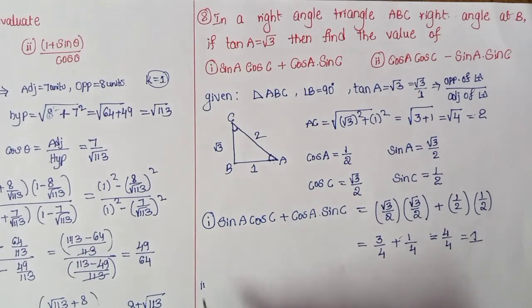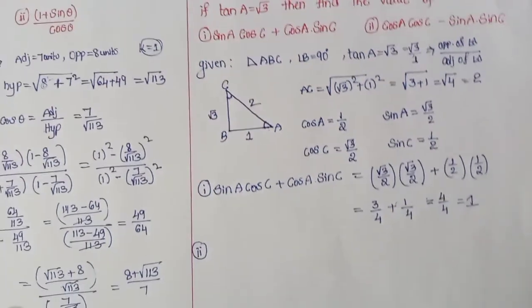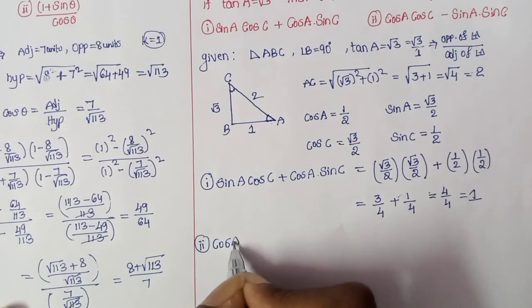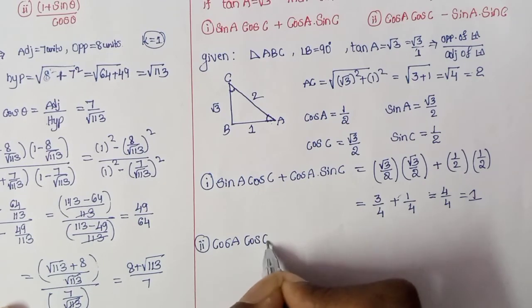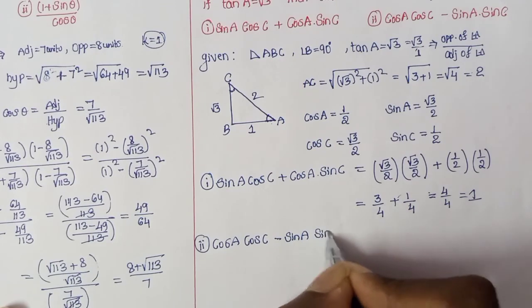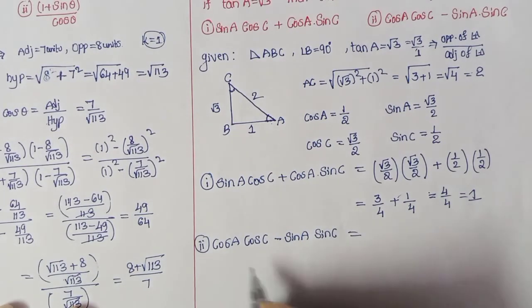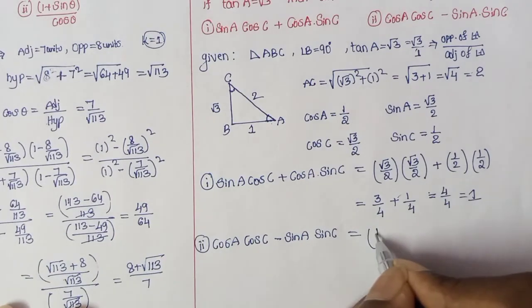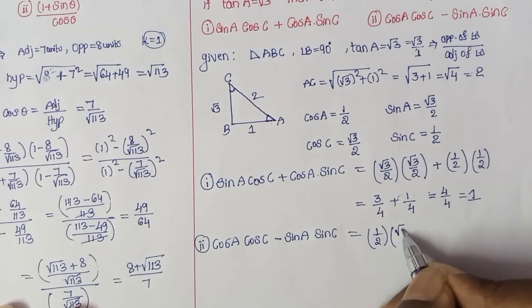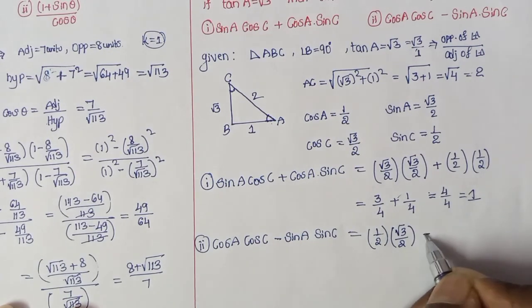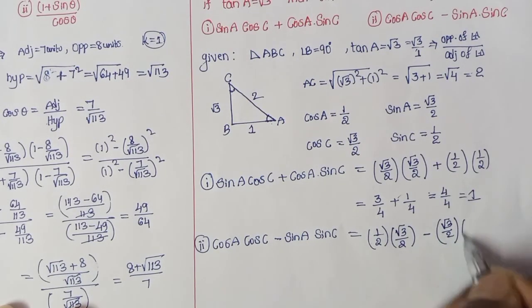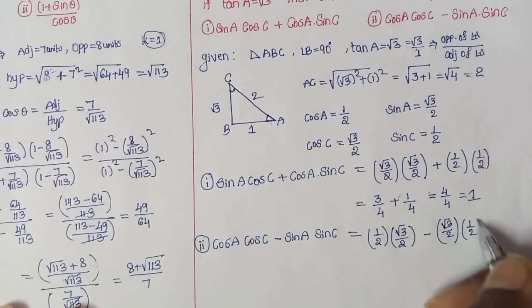And the second one is cos A cos C minus sin A sin C. This we need to calculate. So what is cos A? Cos A is equal to 1 by 2. What is cos C? Cos C is equal to root 3 by 2. Minus, what is sin A? Sin A is equal to root 3 by 2. Sin C is equal to 1 by 2.